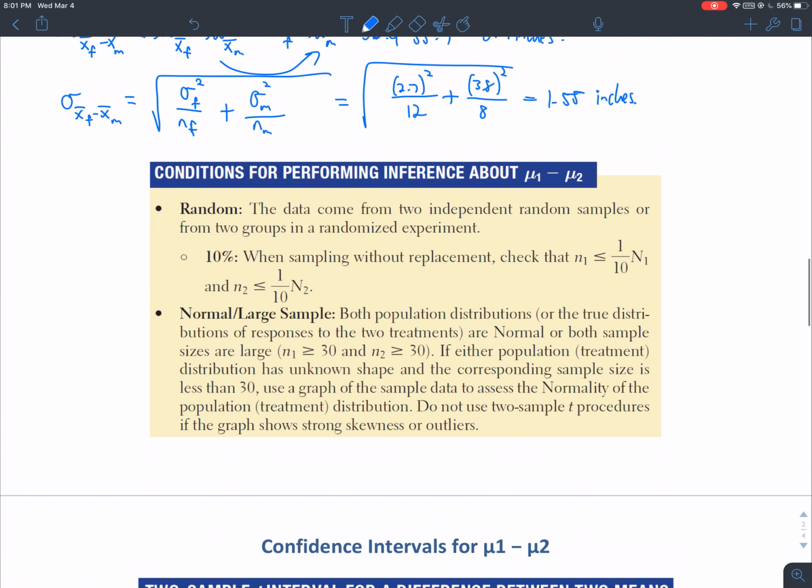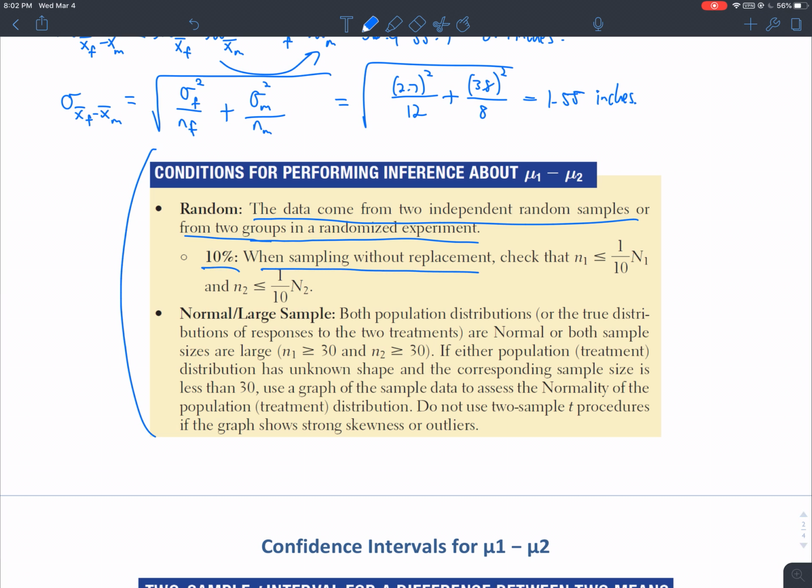In any case, here are the conditions, and this should not look very surprising to you. Very similar idea. The data come from two independent random samples or from two groups in a randomized experiment. So there was random sampling from two populations, or we did random assignment to two different groups. One is usually treatment, one is control. And then the 10% condition when sampling without replacement: make sure you're sampling less than 10% of each respective population.